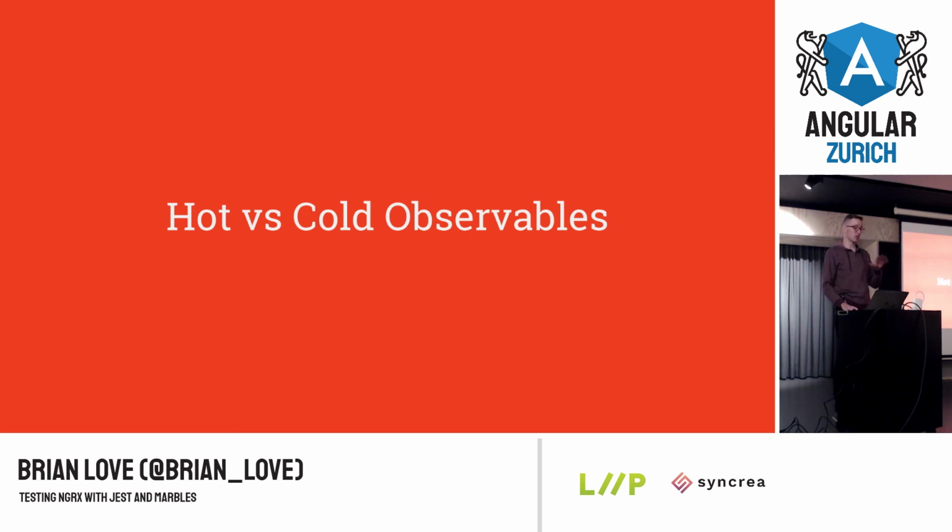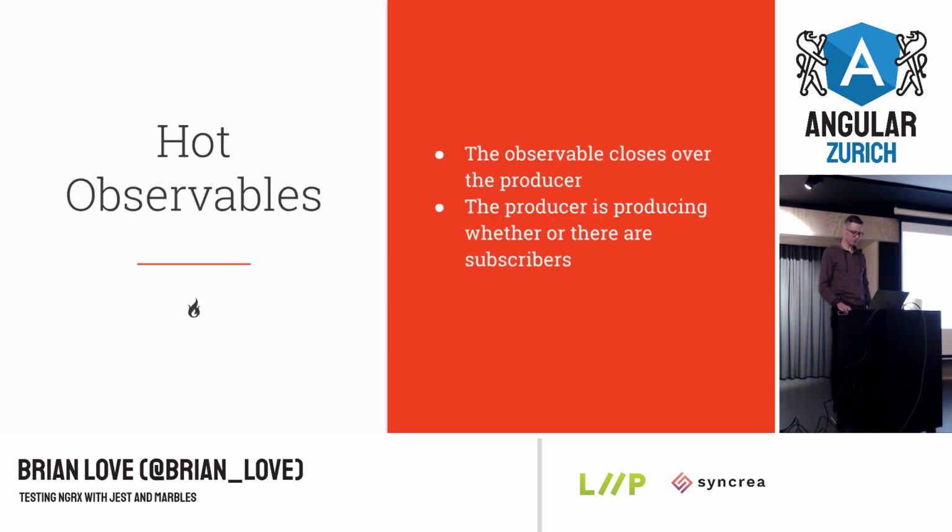I'm going to do this pretty briefly. You can certainly find more information online. Ben, who's one of the primary authors of RxJS and on the core team, has a great article you can check out on his Medium account, where he really goes into what hot and cold observables are, and why. But to summarize, a hot observable is an observable that closes over the producer, and the producer is always producing whether or not there are subscribers.